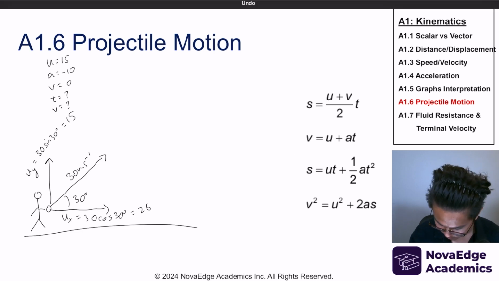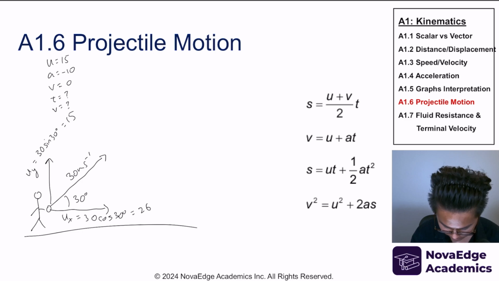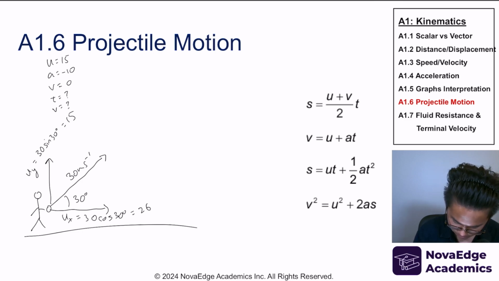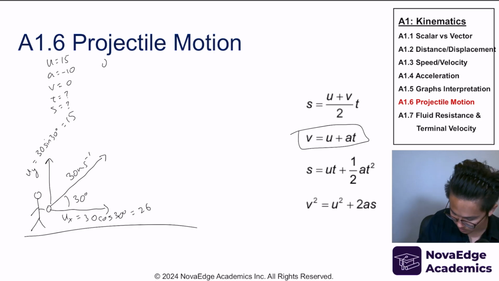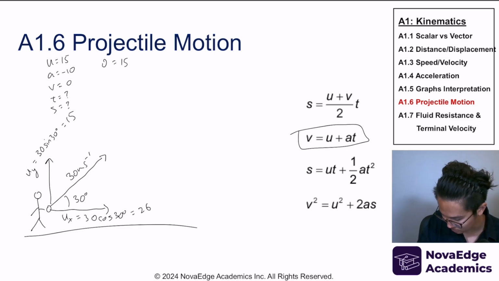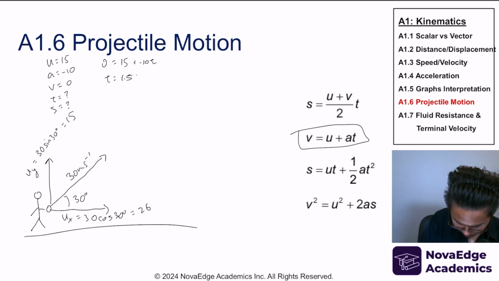Oops, sorry. I apologize, this is s. Okay, so let's use this guy to find t. 0 is equal to 15 plus negative 10t. So t is going to be equal to 1.5 seconds.